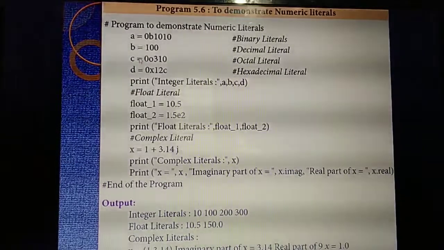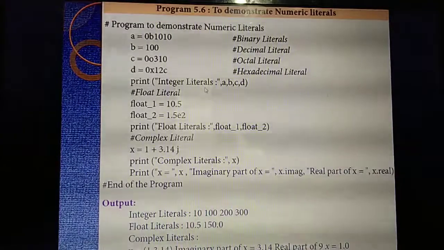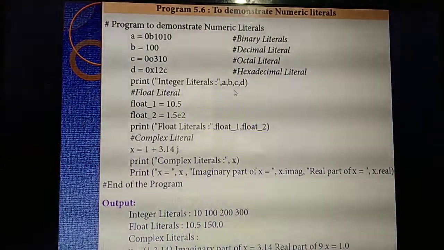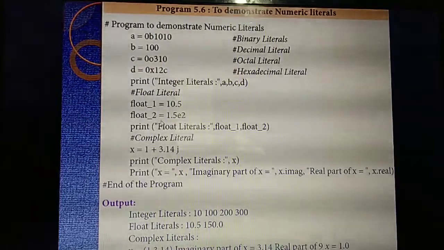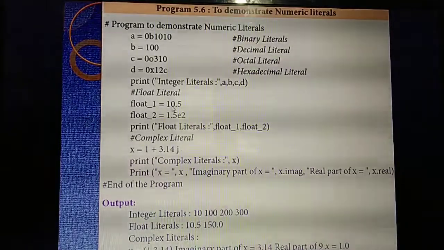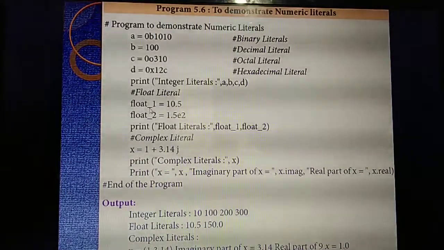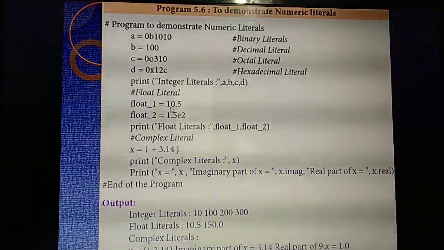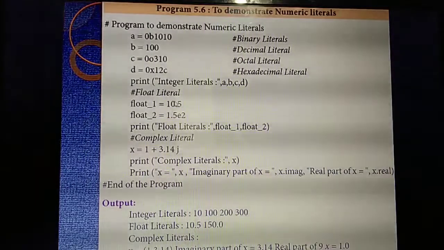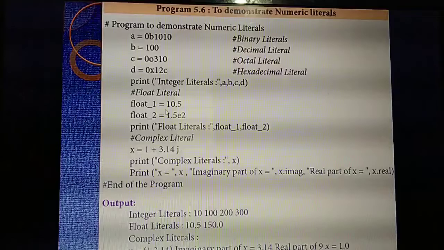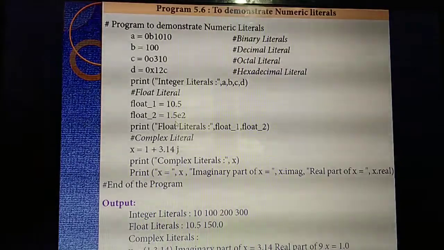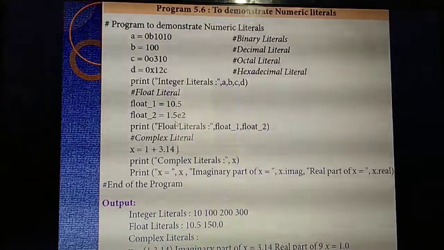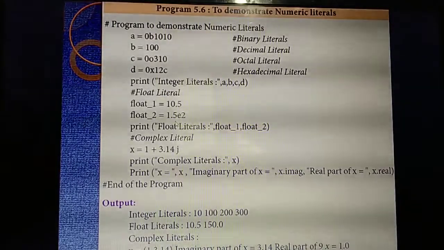What are A, B, C and D? Integer literals. You will get the values of A, B, C and D. Next line, first I am going to calculate float. Float means point numbers, isn't it? So float 1, the first variable, is 10.5. The second value is 15.E2, that means in exponent form. So next I am printing.